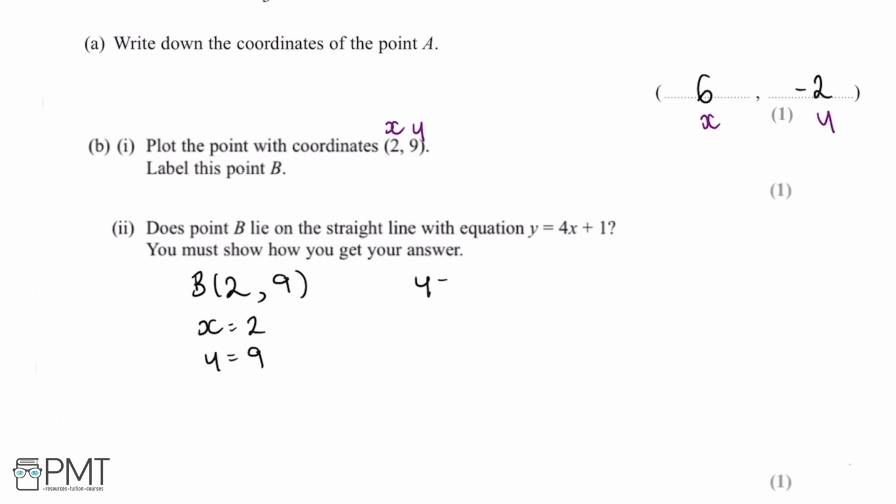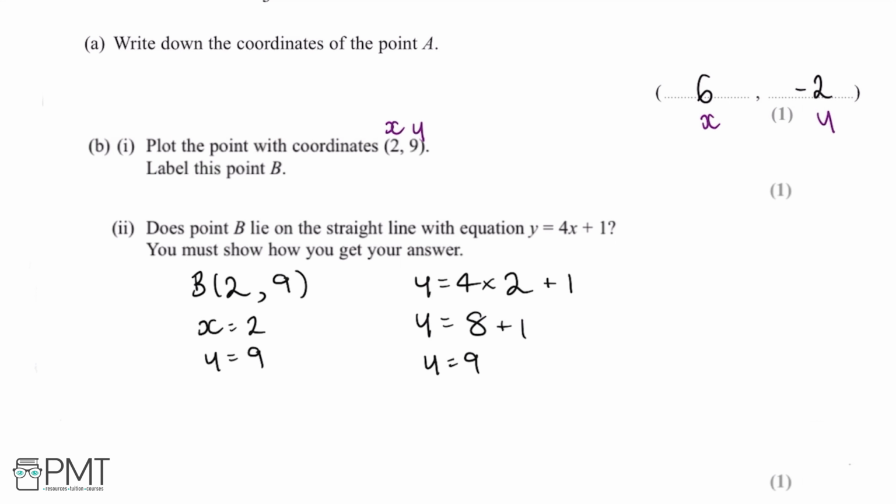So we'll write y equals 4 multiplied by 2, because we're replacing this x by 2, plus 1, which, if we remember our BODMAS rules, we always do our multiplication first and then our addition. So this will give us y equals 8 plus 1, which gives us y equals 9. Now because this equation shows us that y equals 9, and the y coordinate of this point is also 9, we now know that point B does lie on this straight line.